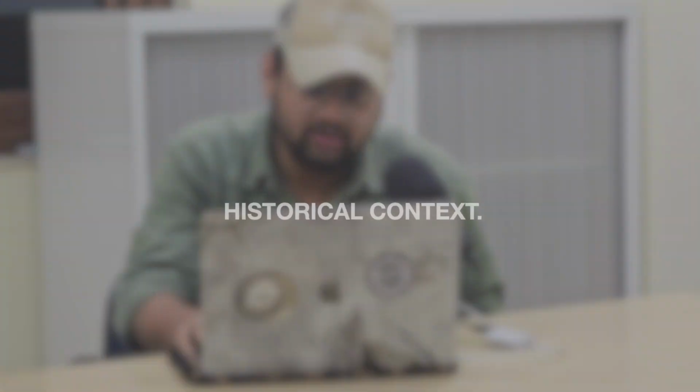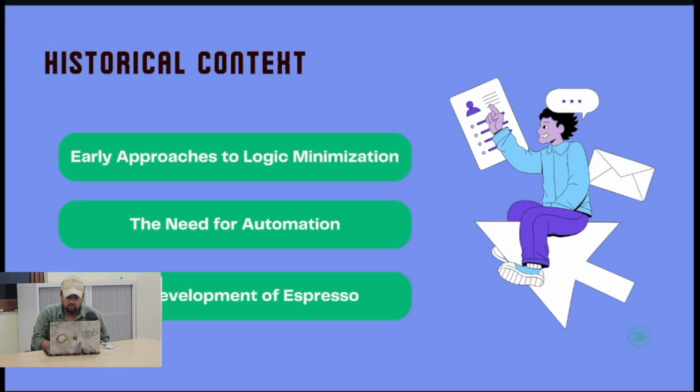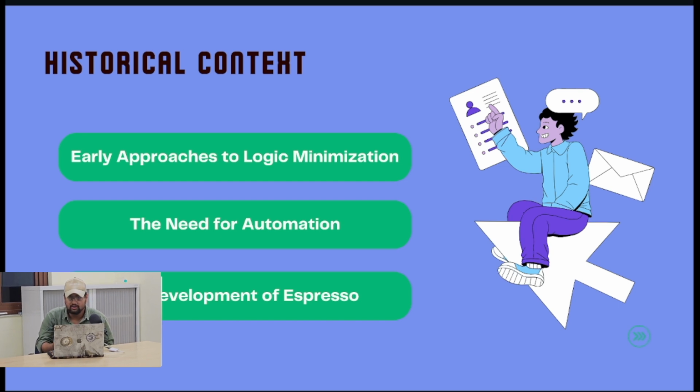Now let's talk about the historical context: early approaches to logic minimization. We were talking about exact methods. Basically, before heuristic search, we used exact methods to discover new functions which could minimize the cost. But after several tries, we were not able to make it computationally inexpensive. So this was taking a lot of computational expense. The need for automation led to the development of Espresso. We are going to talk about all these things in this video.